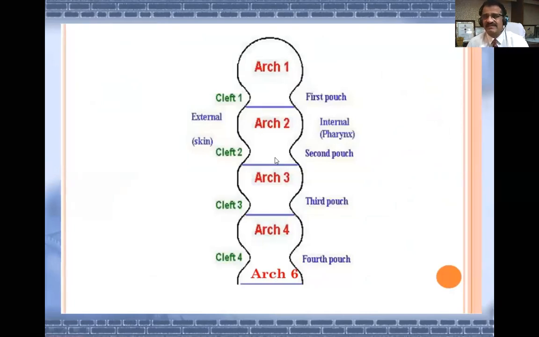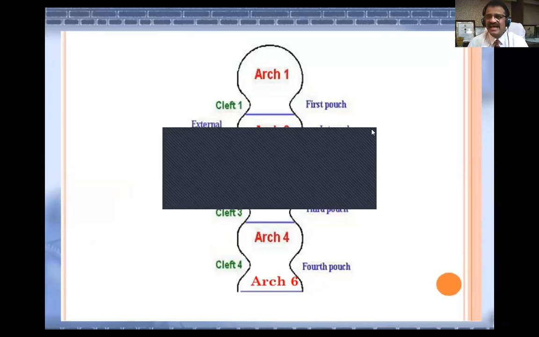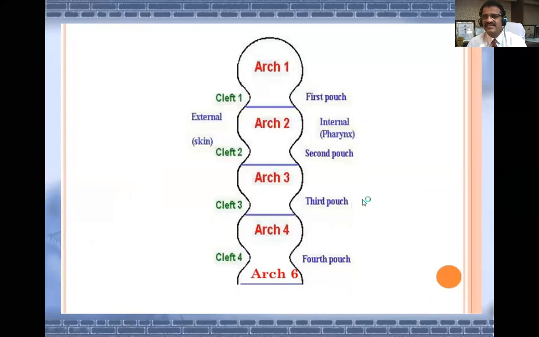Cleft means a groove. Okay, pouch means a bulge. Now, pouch means sac. Cleft means like a cleft. You can say 1, 2, 3, 4 on the external side, the skin, and on the inside you will see these pouches, the internal side. So internal means inside, external means towards the skin.